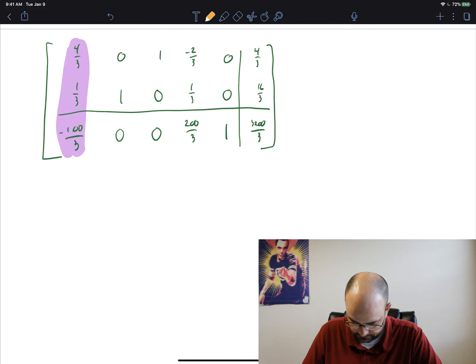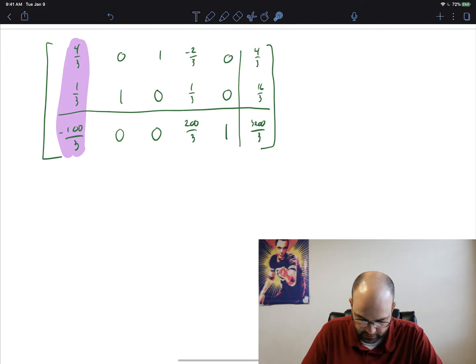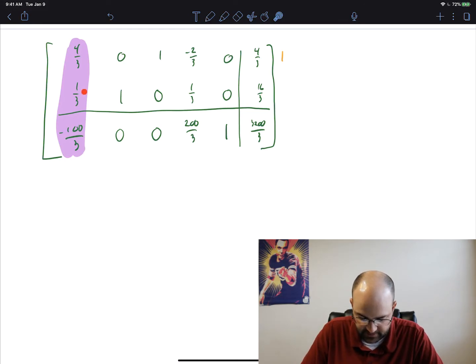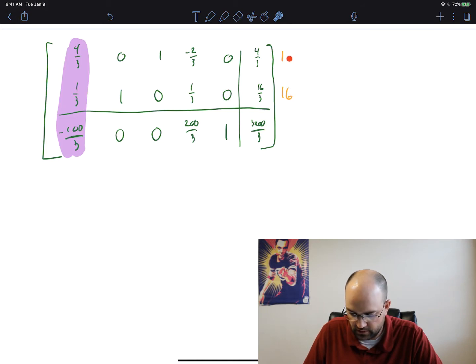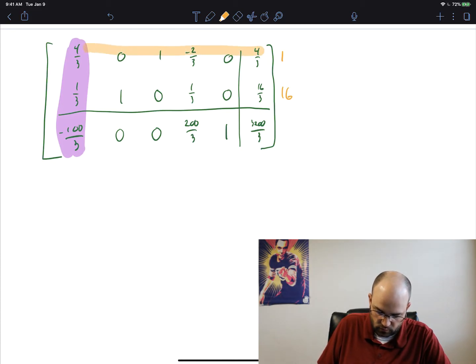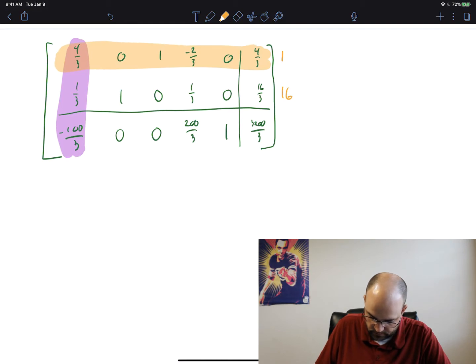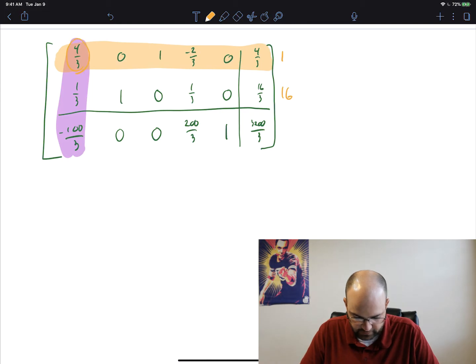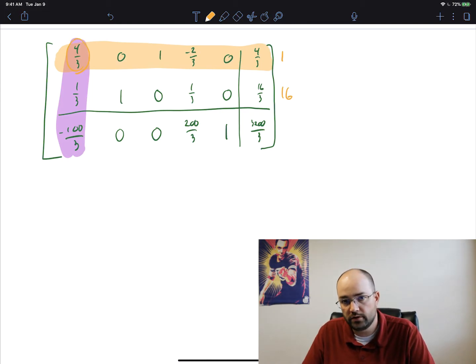I'll go ahead and use a different color for the pivot row. Let's look at division. 4/3 divided by 4/3 will just be the number 1. 16 thirds divided by 1/3, well, you just type that into the calculator, that's 16. So the smallest of these two numbers that's still positive is the number 1. So that means that the first row will be the pivot row. And of course that tells me that 4/3 is the pivot. Row 1, column 1.